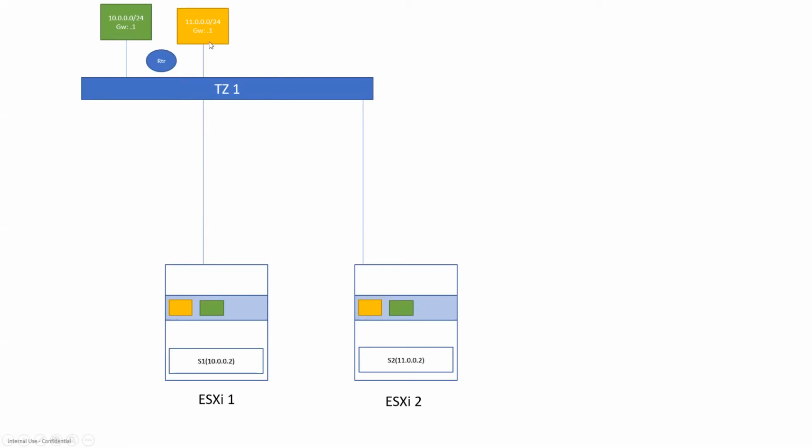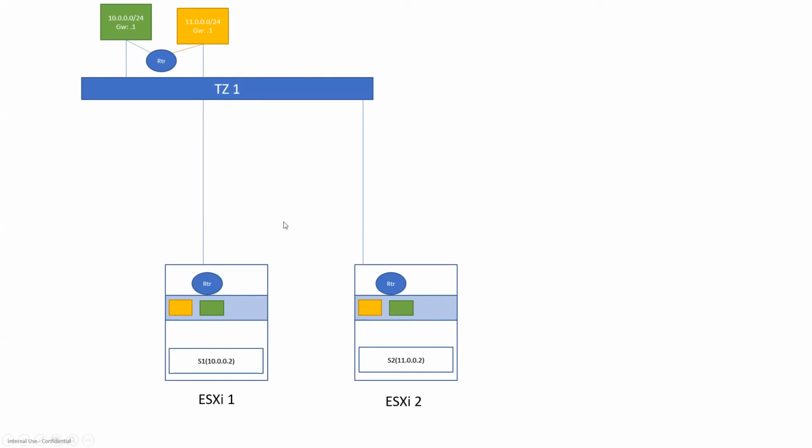So now you have a T1 router and you associate the T1 router to both the segments. Now the moment you associate the router, there will be logical routers created and this router will have two interfaces. The one interface will have the IP address of the gateway for the green segment and the second interface will have the IP address of the gateway for the orange segment, right? Now this is a distributed router, so you will have the same router, or the same Anycast gateway, spanned across all your ESXi hosts where this transport zone is present, right?